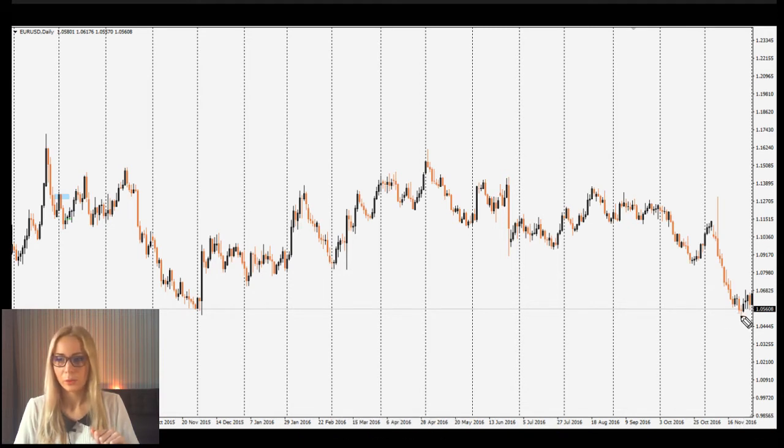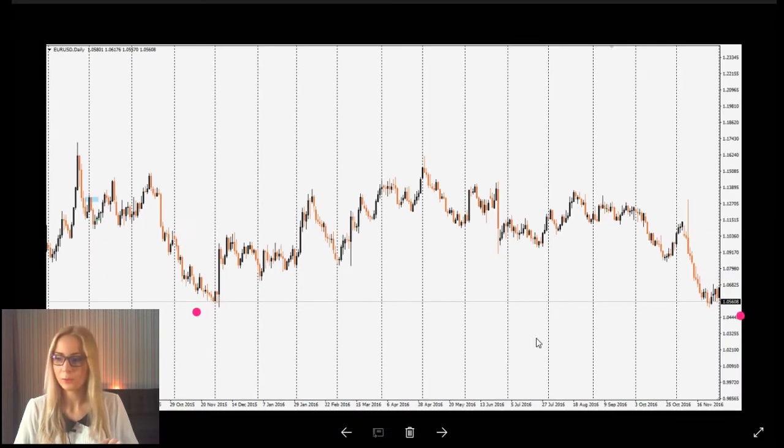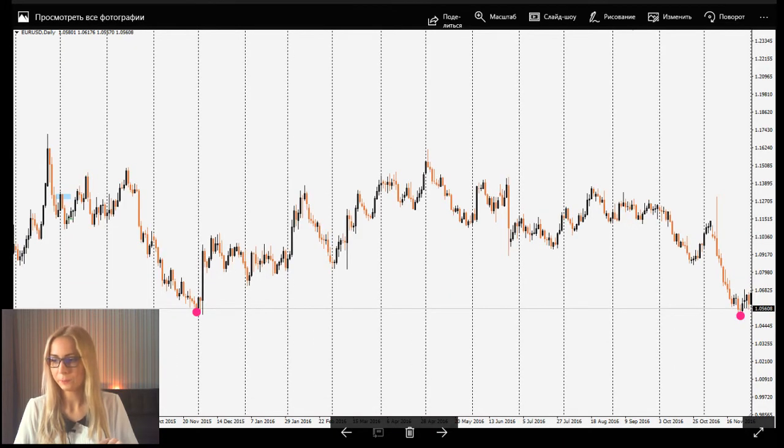Yes, we see that price stopped here. We didn't know why before we checked the daily. So here we now see this strong historical level of support from buyers. And now we understand why price stopped here.